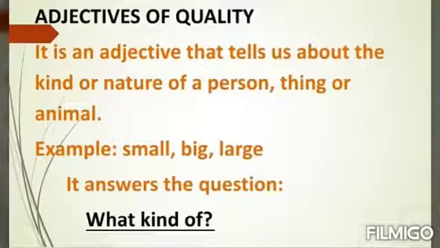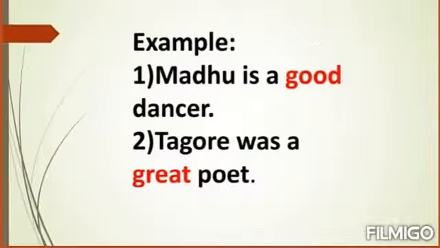Adjective of quality. Adjective of quality is an adjective that tells us about the kind or nature of a person, thing or animal. Example, small, big, large. It answers the question, what kind of? Let's see these examples. Madhu is a good dancer. Tagore was a great poet.